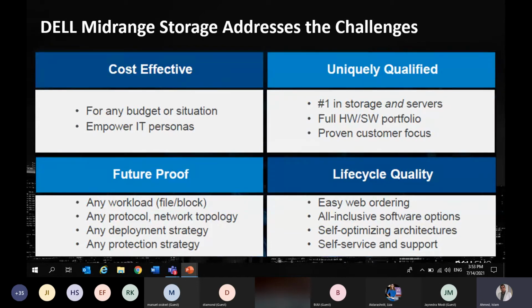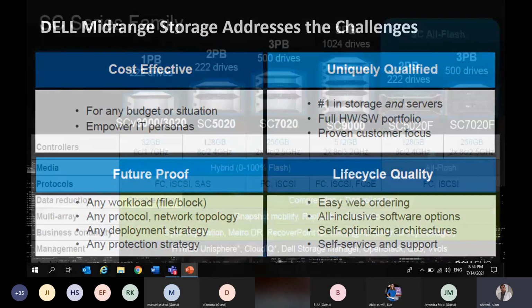And of course, the last and fourth challenge is faced by providing lifecycle quality: easy web ordering, all-inclusive software options, self-optimizing architecture, and self-service and support. So each and every challenge facing anybody who wants to deploy new storage has been addressed by a solution coming from Dell EMC.